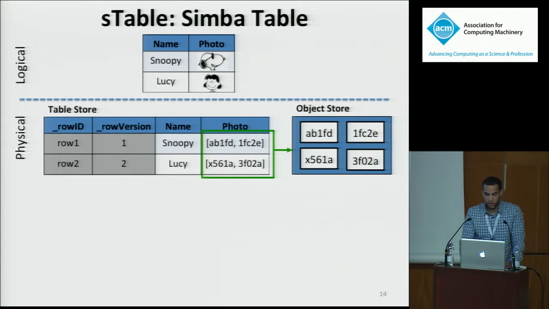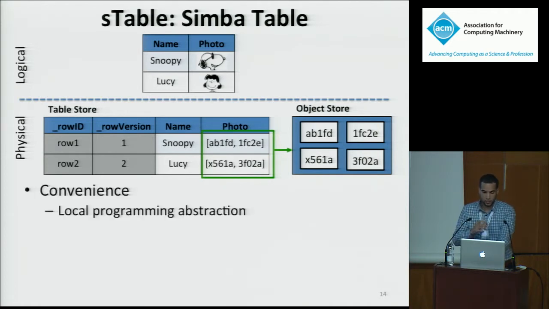The contributions of our S-table abstraction are twofold. First, we provide a convenient local programming abstraction for developers. Second, we have a set of nice properties which I previously motivated, such as unifying data model and tunable consistency. This sounds good, but how far does it really get us? Well, it turns out it gets us pretty far.